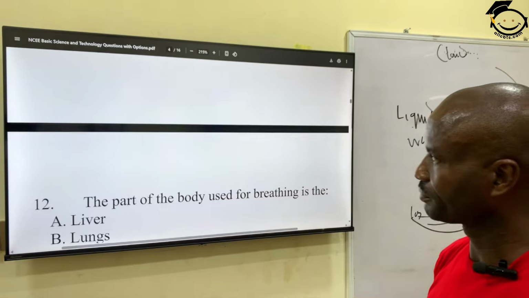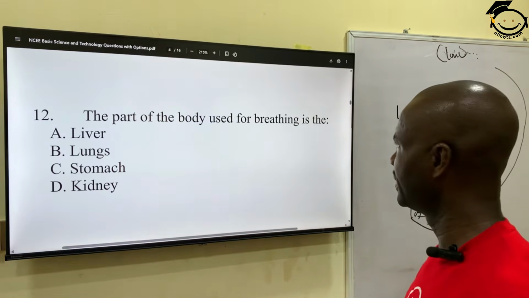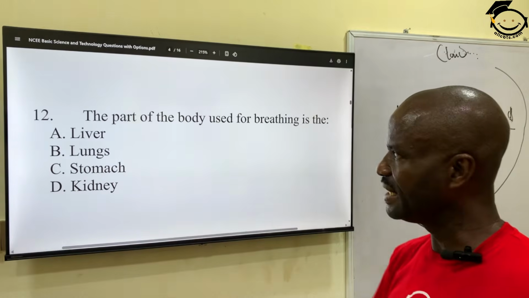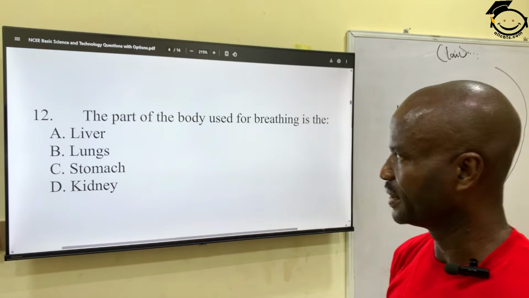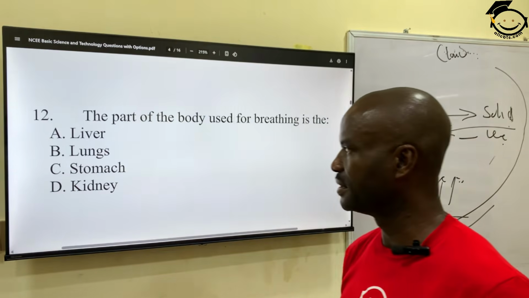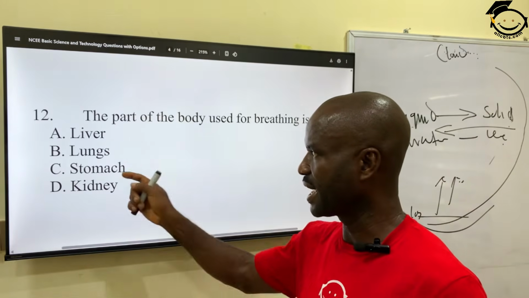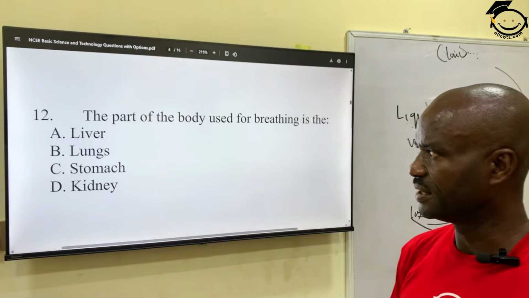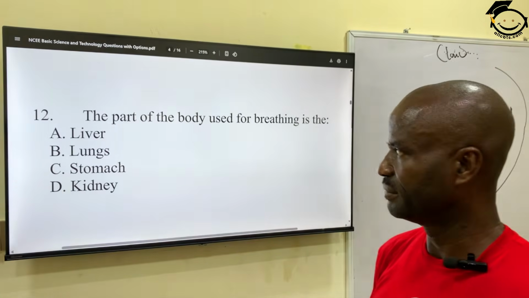Question 12. The part of the body used for breathing is the dash. A, the liver. The liver does not take part in the breathing. Lungs, stomach, kidney. The correct answer is the lung. The lung is responsible for breathing in mammals.